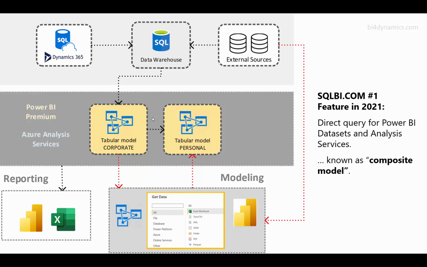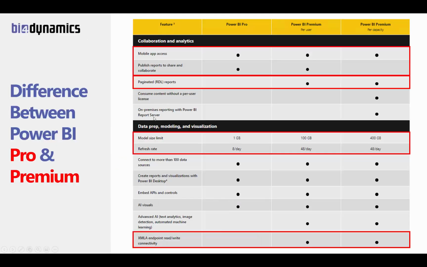So let's see the differences between Premium per user and Power BI Pro. It's easy to understand from this table that everything that is in Power BI Pro is also in Power BI Premium, and almost everything that is in Power BI Premium per capacity is also available in Power BI Premium per user. Now the key differences are, one, for data modeling, definitely the model size, because the Power BI Pro maximum size is 1 GB and in Power BI Premium per user it is 100 GB.